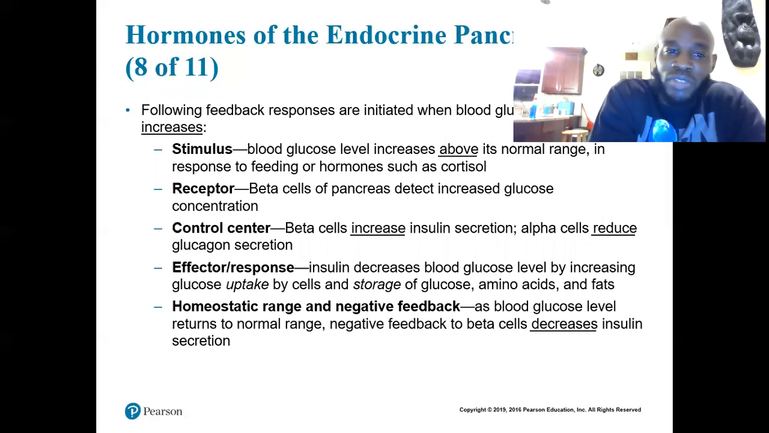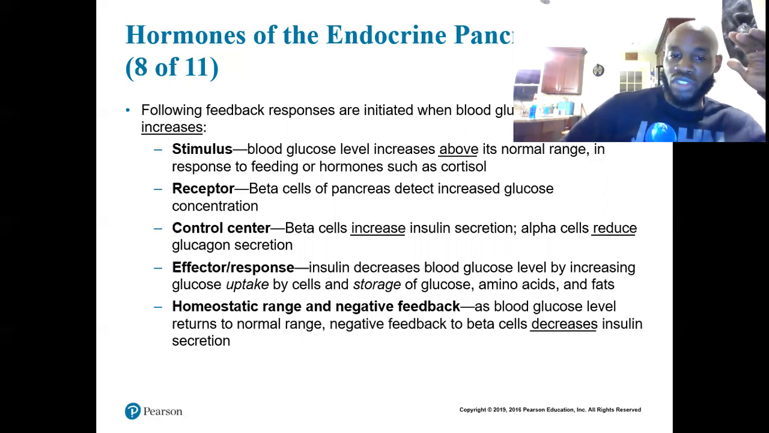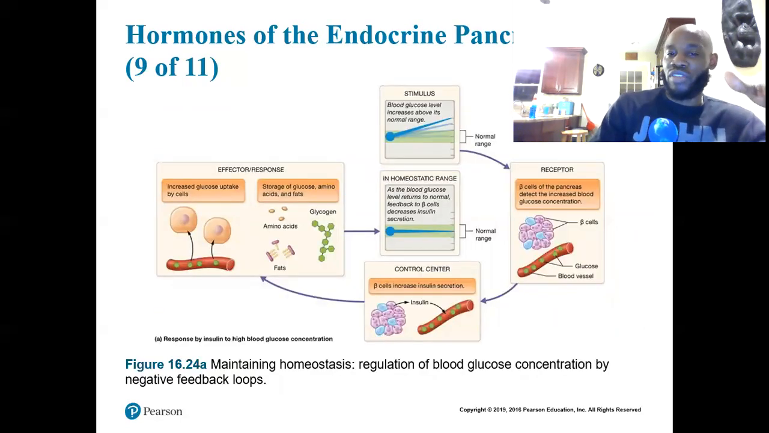What are the feedback mechanisms? Remember, this is very similar to all other endocrine system mechanisms. You have a stimulus: blood glucose level increases, right? So your blood glucose level is too high, above its normal range. Beta cells of the pancreas detect it. Beta cells increase your insulin secretion. Insulin causes your blood glucose levels to drop, increasing glucose uptake by cells and storage of glucose. And then it gets back to normal. Your body decreases your insulin secretion. That's a slide just showing you that.